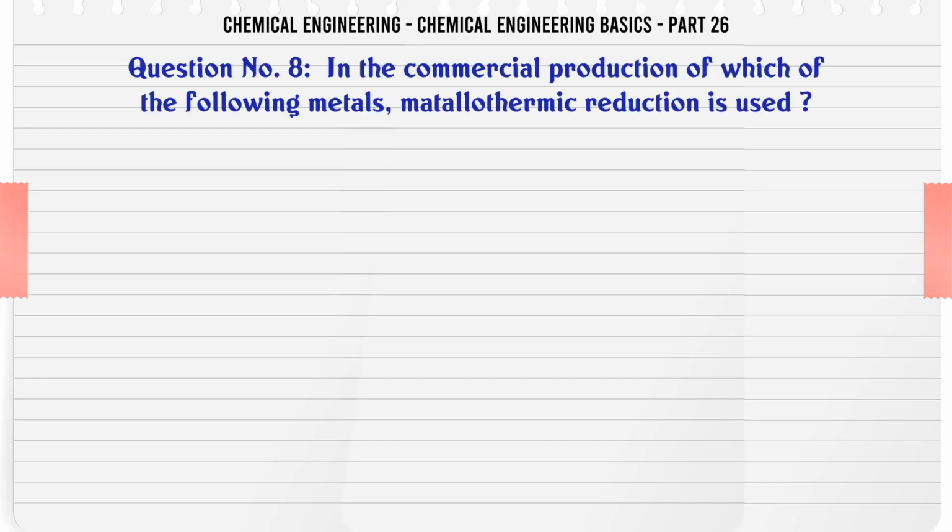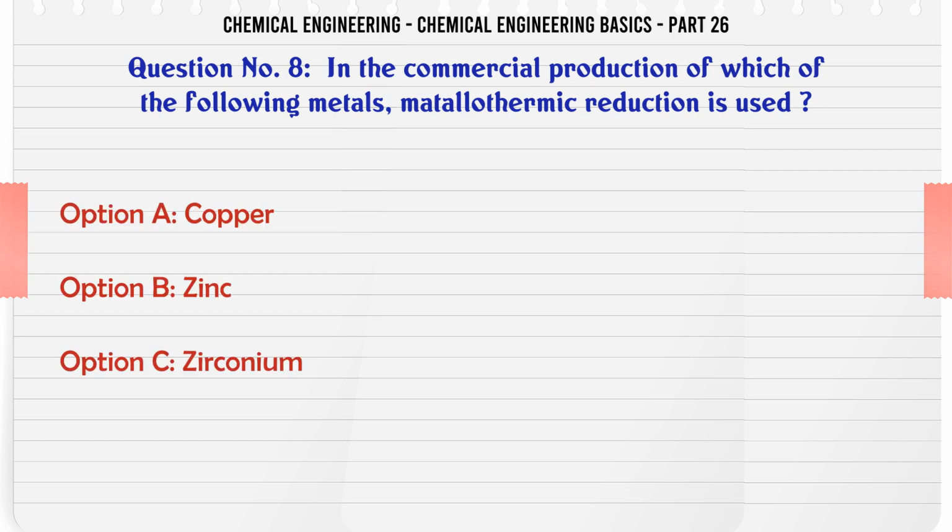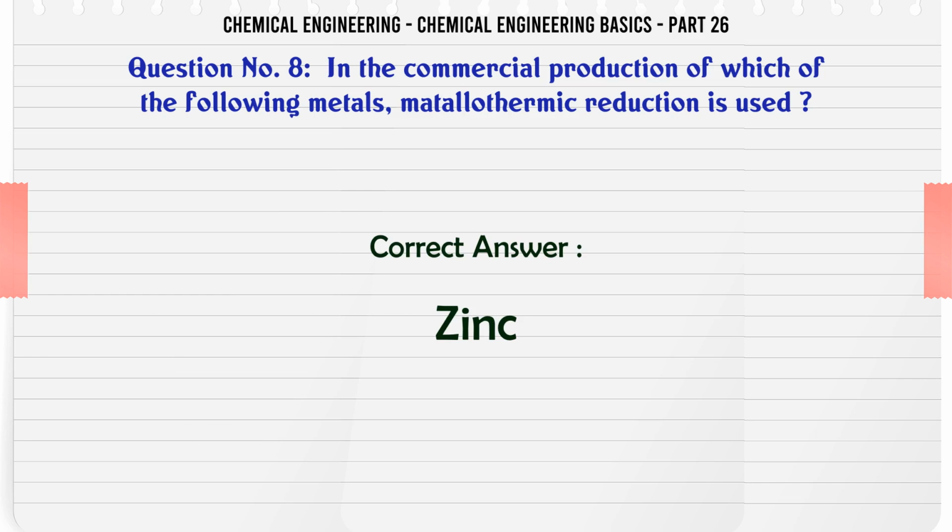In the commercial production of which of the following metals is metallothermic reduction used? A. Copper, B. Zinc, C. Zirconium, D. Nickel. The correct answer is zinc.